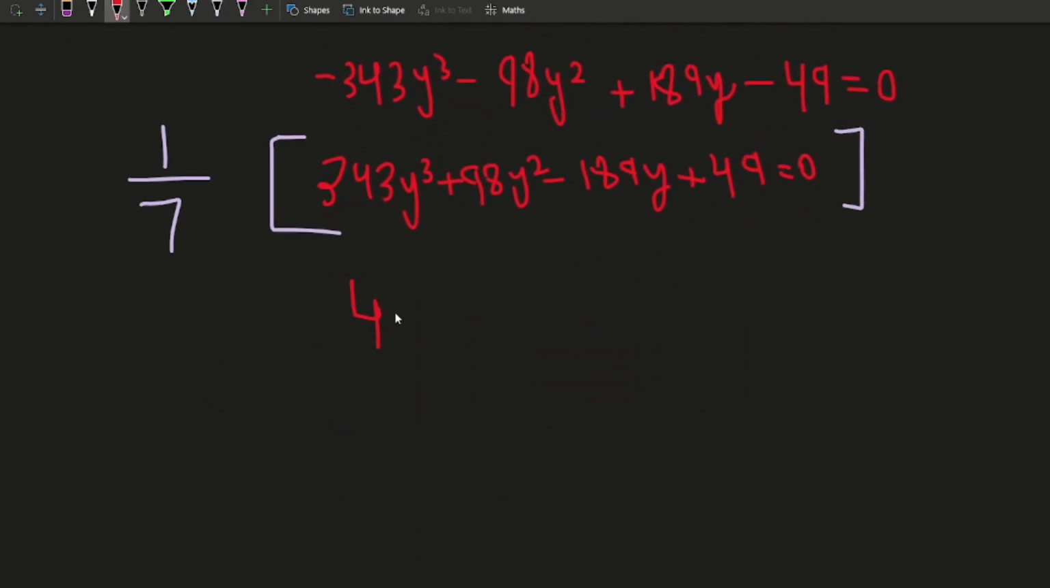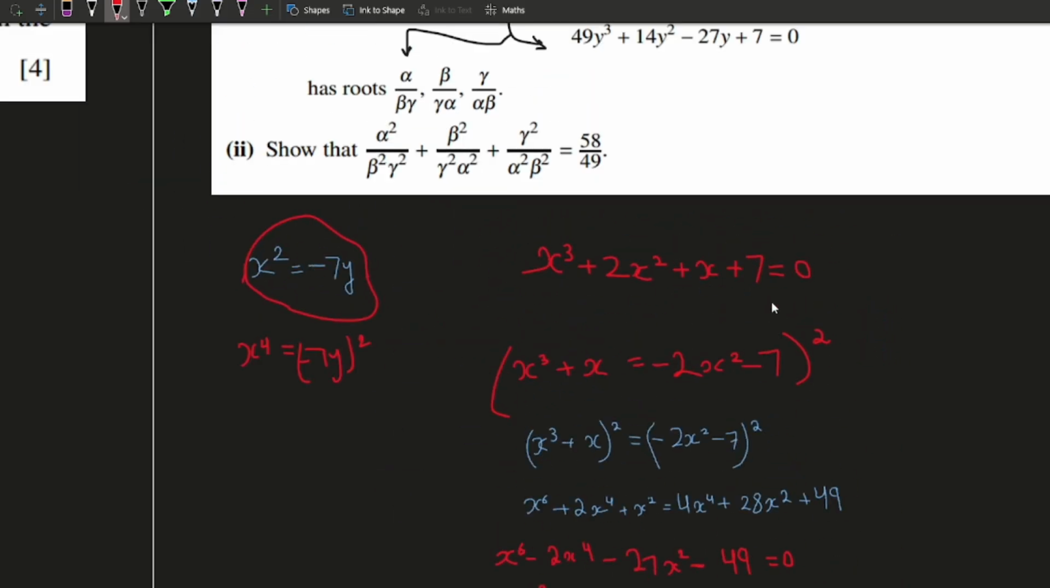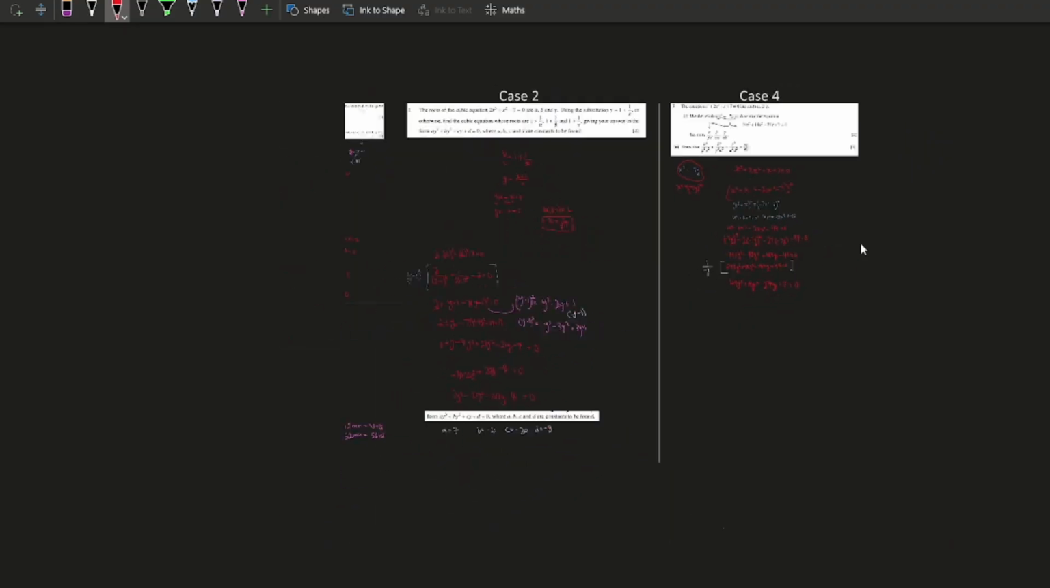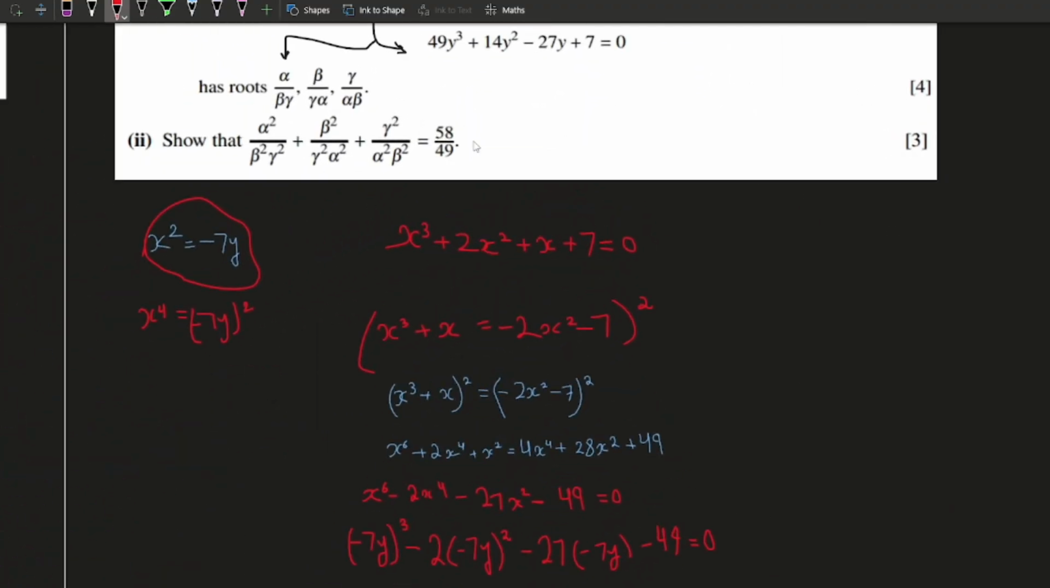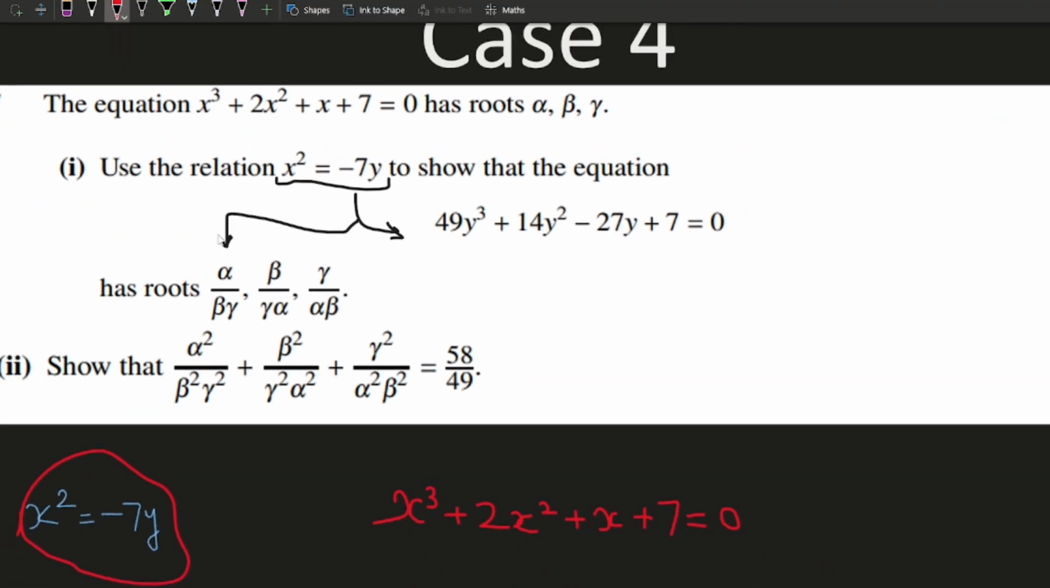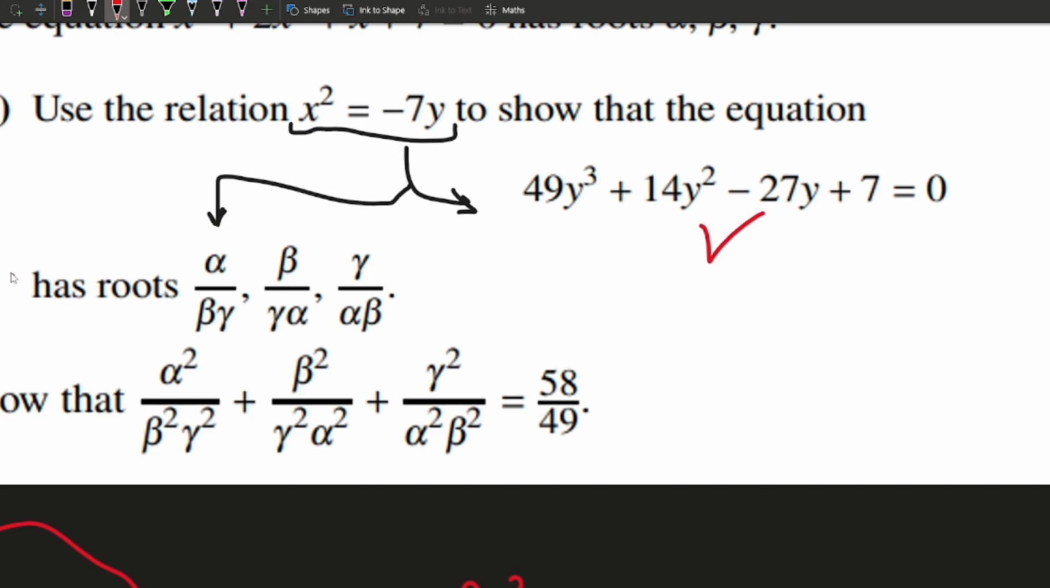This becomes 49y cube plus 14y square minus 27y plus 7 equals to 0. And we have shown our equation. Okay, now for the second, not the second part, we have satisfied this, and now we have to show this.